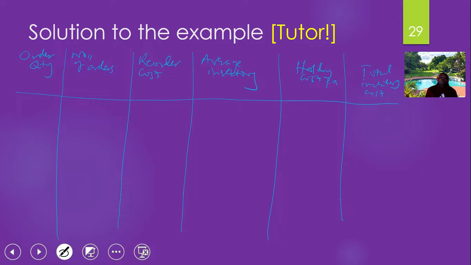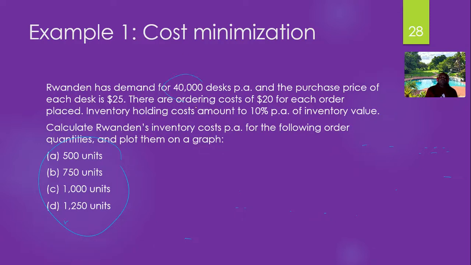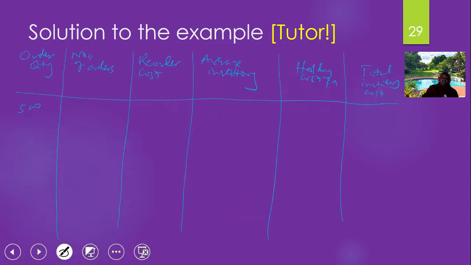So 500, how many orders were we able to make? And remember, our demand is 40,000 desks a year. So that's 40,000 divided by 500, we can get 8 orders. So it means in a year we placed 8 orders, because those are the orders which can be placed if we want to meet the demand of 40,000 desks. All right.